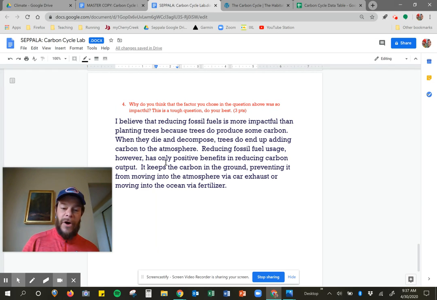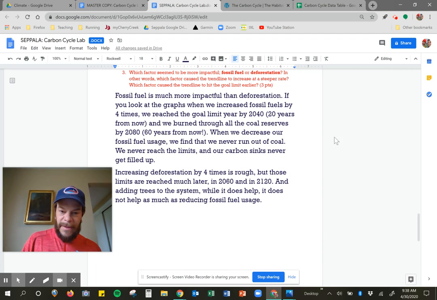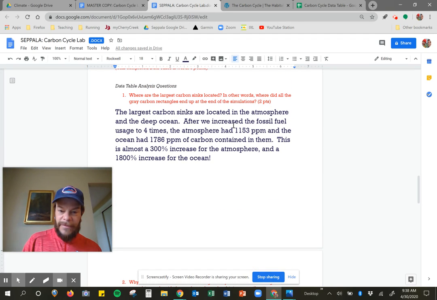Reducing fossil fuel usage only has positive benefits. Keeps carbon in the ground, preventing it from moving into the atmosphere via car exhaust, for example, or moving into the ocean via fertilizer runoff. Again, background from the reading backs up your answer. Actual data from your simulation backs up your answer. No more coal or oil to burn. We saw that with the gray rectangles. Specific data, specific numbers from the simulation backs up your answer. That's how you get full credit there.